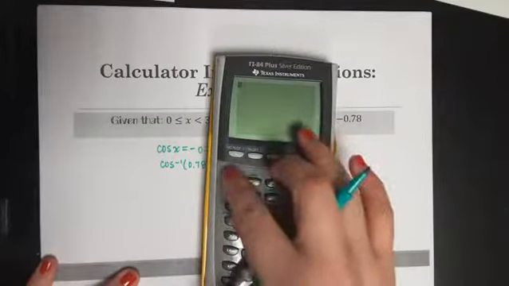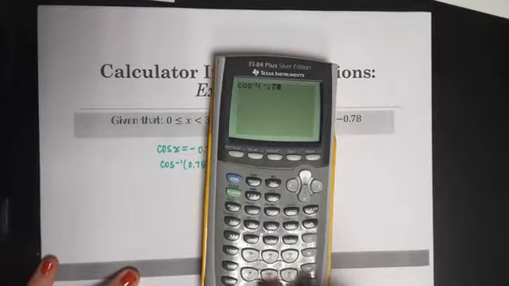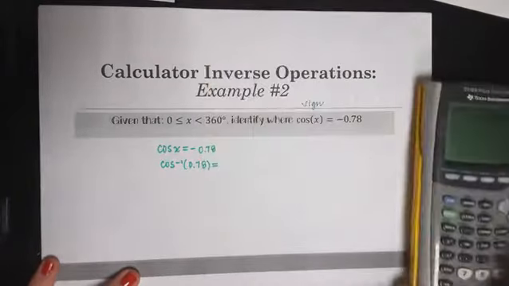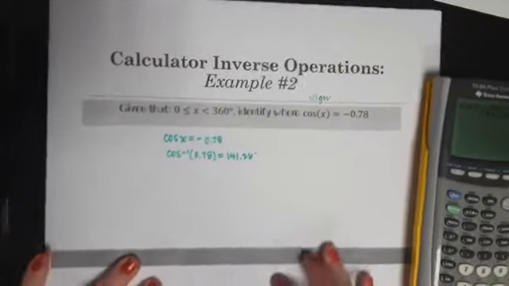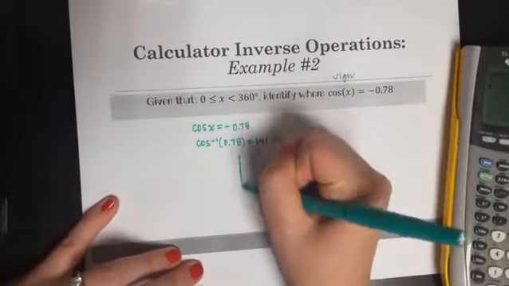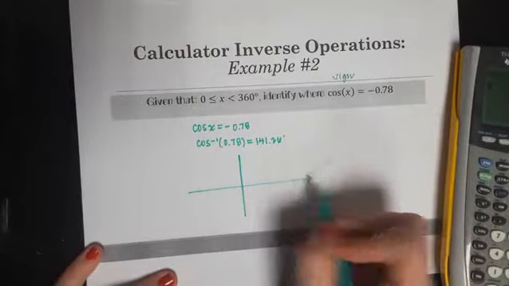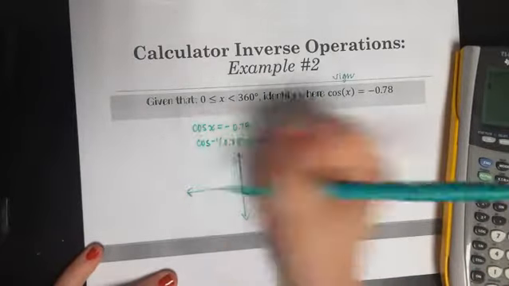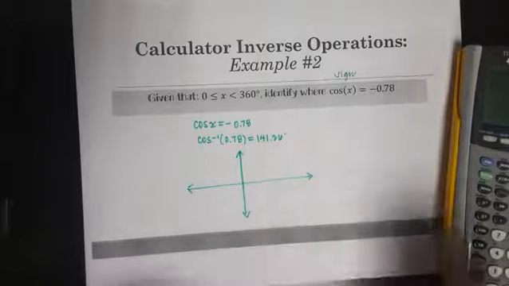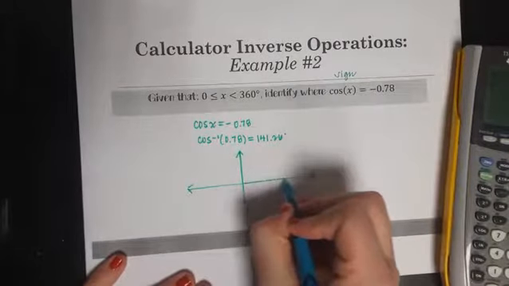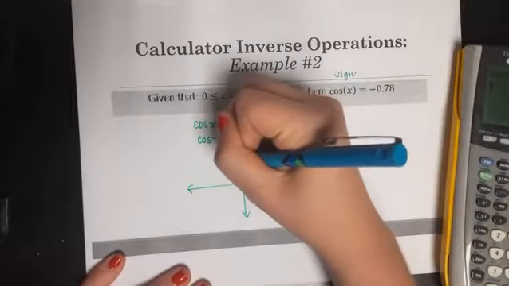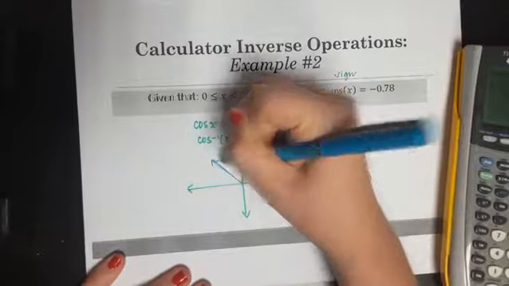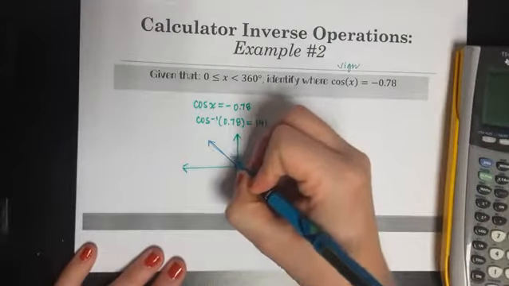So I go into my calculator, inverse cosine, negative 0.78. And the value that I get out is 141.26 degrees. Now let's go ahead and graph that value. So I've got my XY plane. And if I'm working in a circular reference frame, that means that I go over here. That's my initial side. And my terminal side for 141 degrees is going to be over here. So that's this angle, 141.26 degrees.